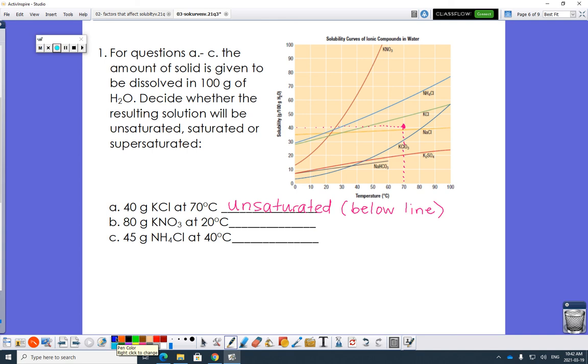So again, the next one, 80 grams, which is way up here, and 20. Is this point here. Now I check what solid I am talking about: KNO3, which is this line here, this orange line. So is it on KNO3's line? No. Is it below? No. This time it's above, which is supersaturated.